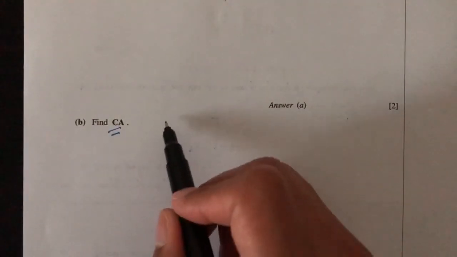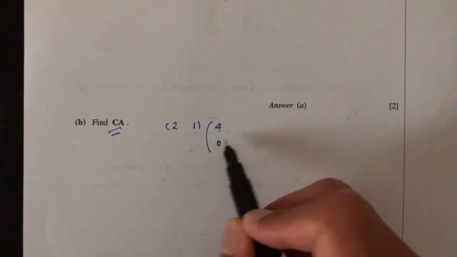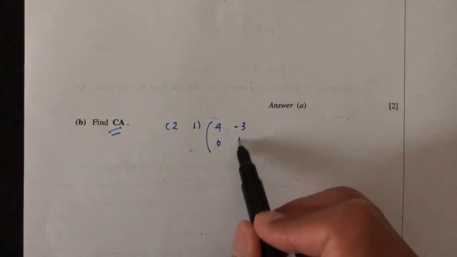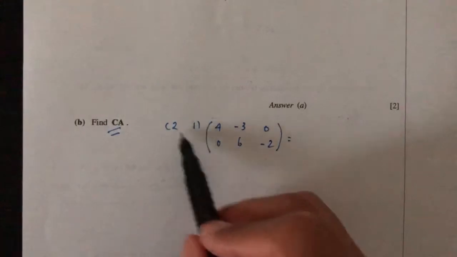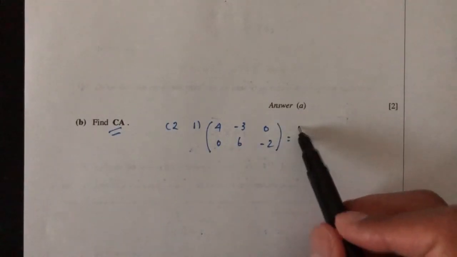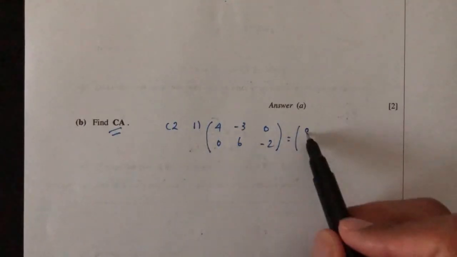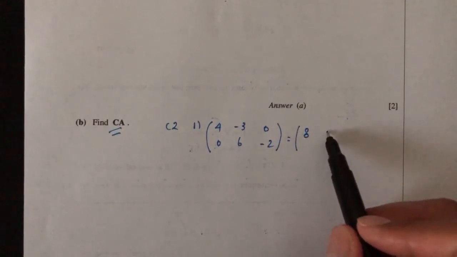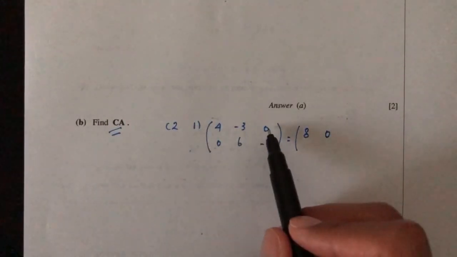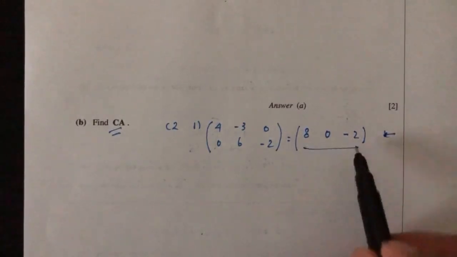Now for part B, find C times A. So C is 2, 1 times A will be 4, 0, minus 3, 6, 0, minus 2. So it's always row by column. So row will be 2 times 4 is 8 plus 0, that will be 8. 2 times minus 3 will be minus 6 plus 6 will be 0. 2 times 0 is 0 plus minus 2 will be minus 2. So this will be your answer for part B.